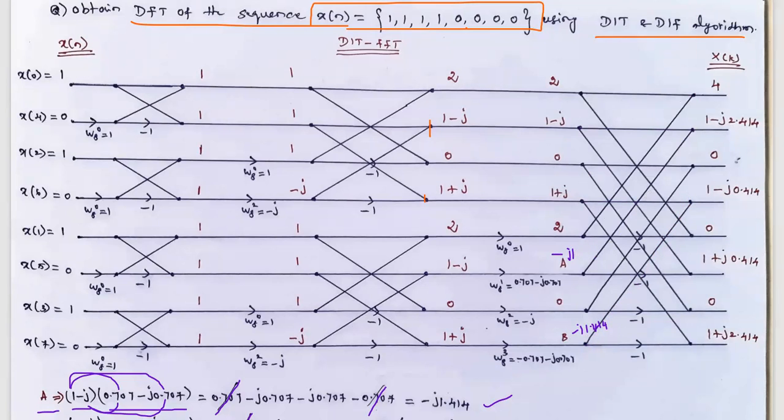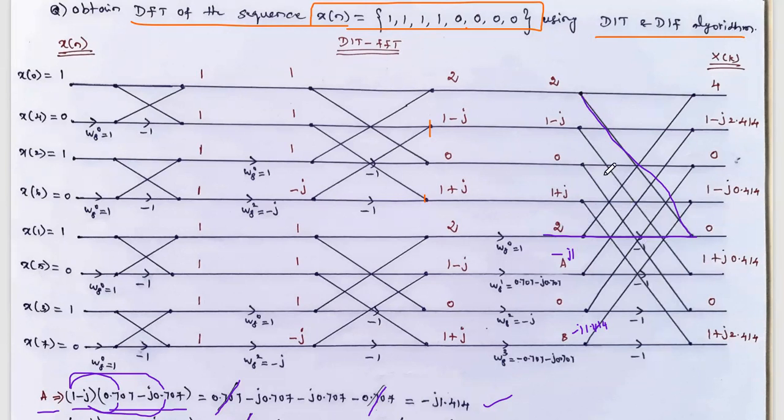Similarly, we have to calculate the fifth output. Here you see the first input is 2. Then you trace it: 2 multiplied with minus 1. In the lower line, there is a scalar value minus 1. So 2 multiplied with minus 1 is minus 2, and 2 minus 2 is 0.